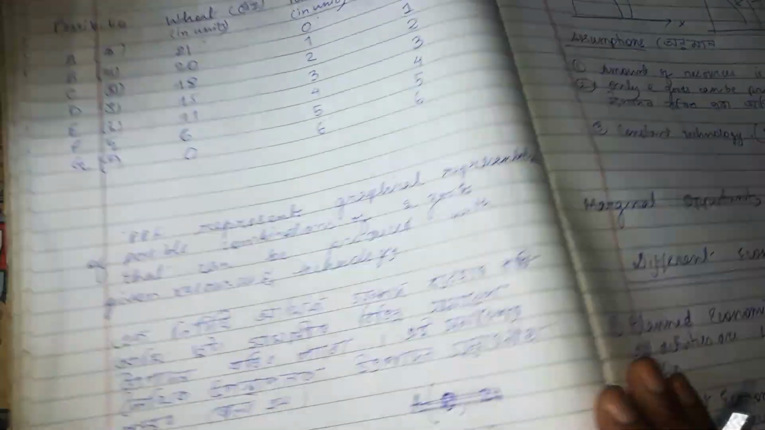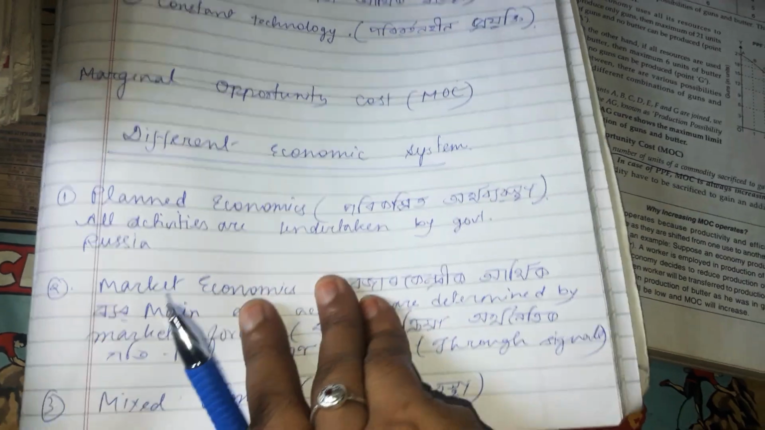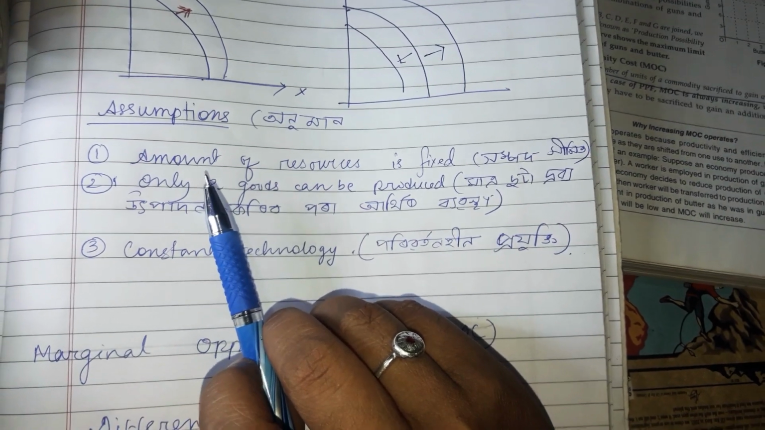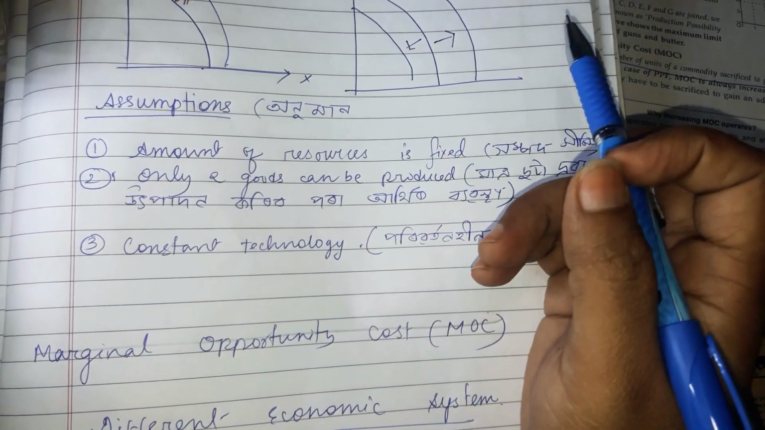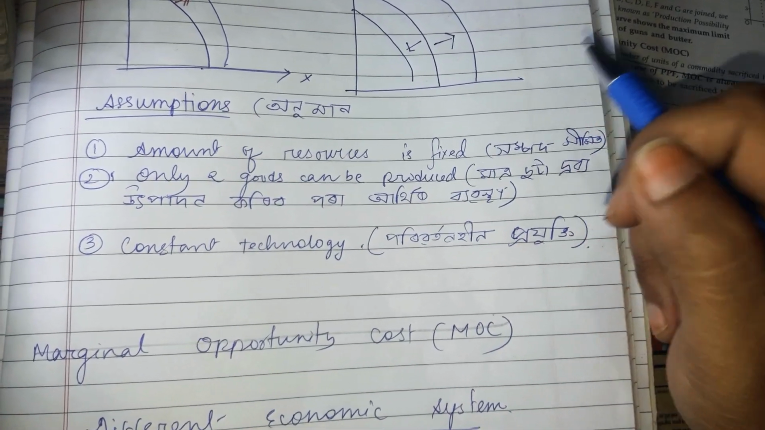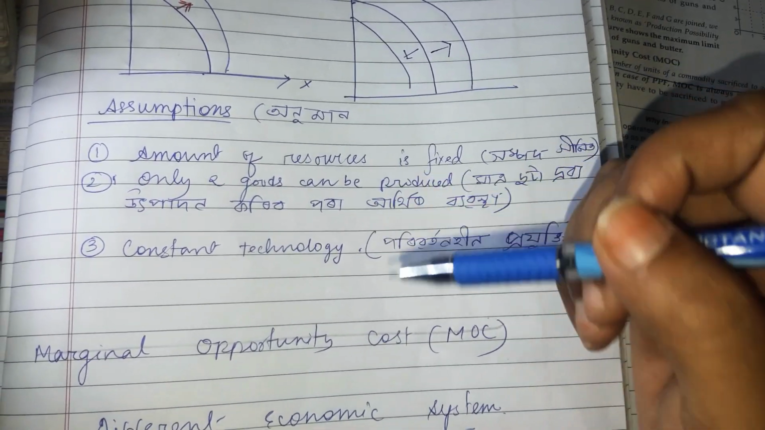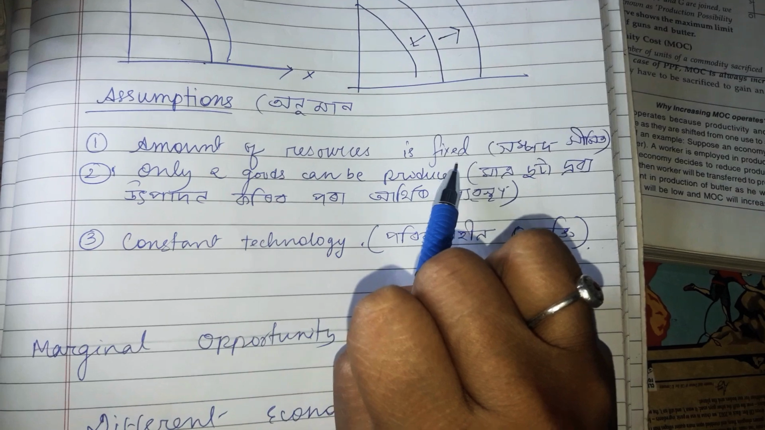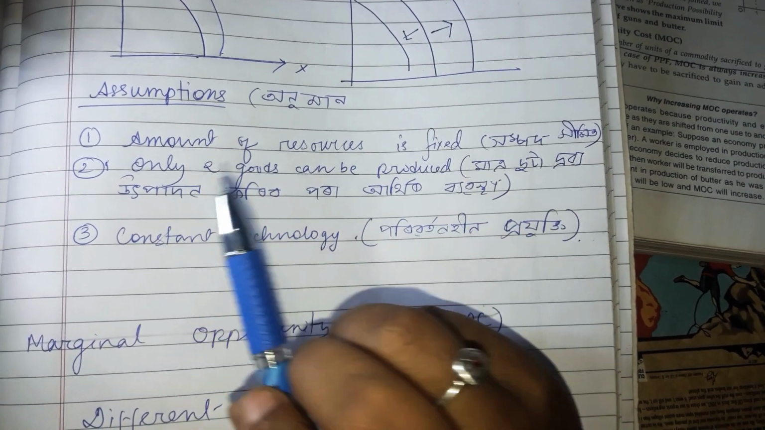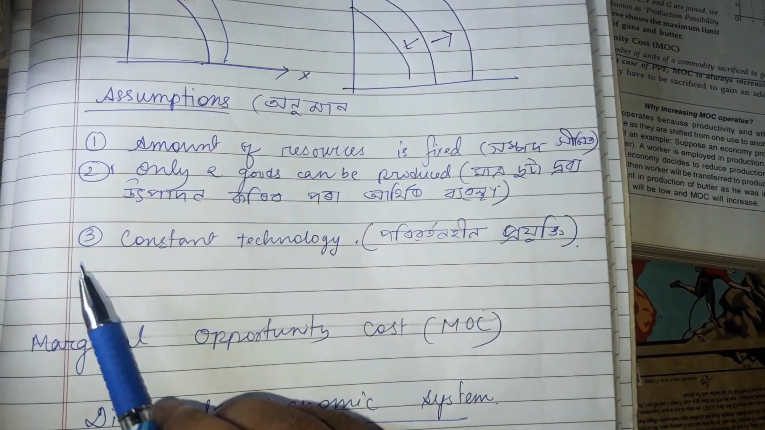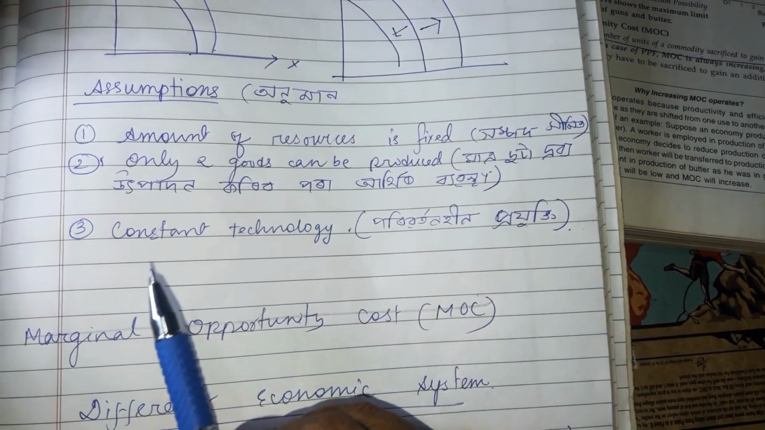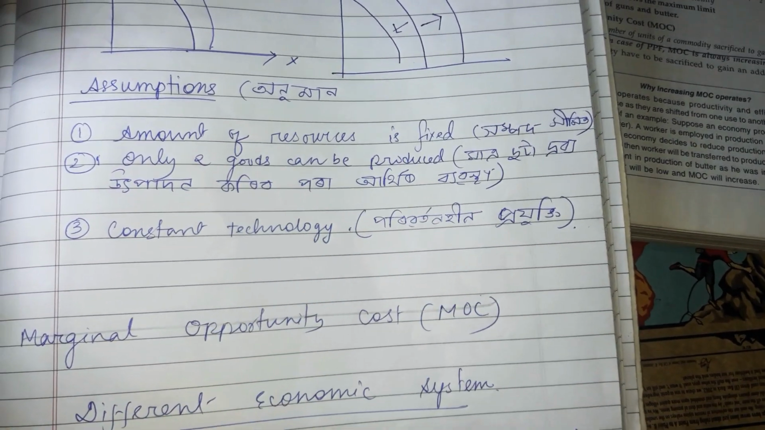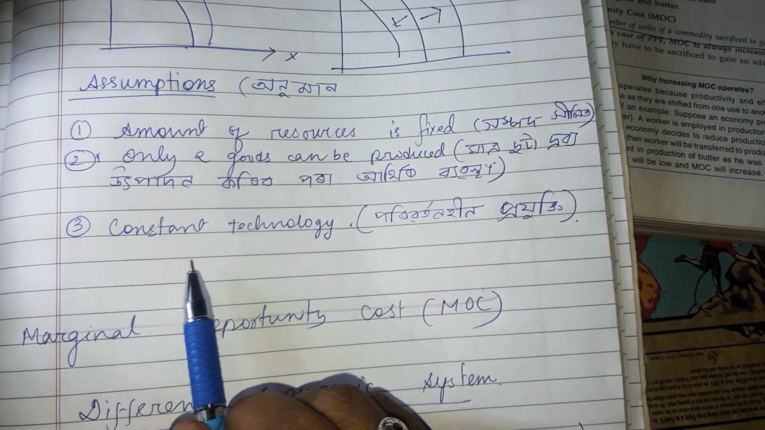This production possibility curve is based on certain assumptions. What are these assumptions? Before making a theory in economics, we have to take certain assumptions. So what are those assumptions for PPF, the production possibility frontier? The assumptions are that the amount of resources is fixed, the amount of resources of the producer must be fixed, and only two goods can be produced. Not more than two goods, because if it becomes more than two goods, then we cannot show it through a two-dimensional graph. The third one is constant technology.